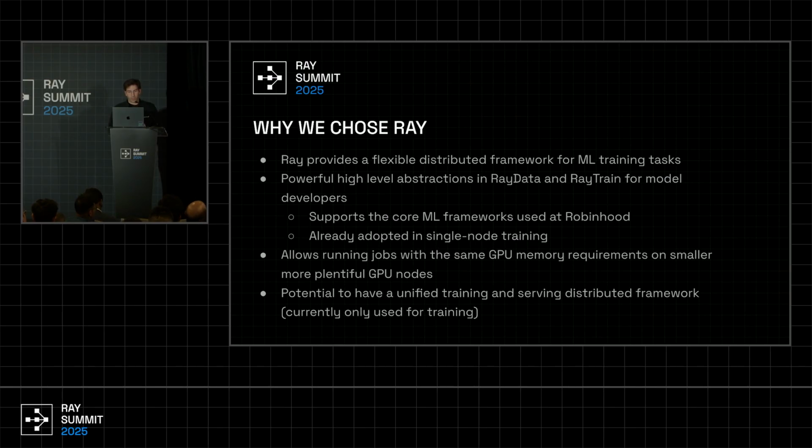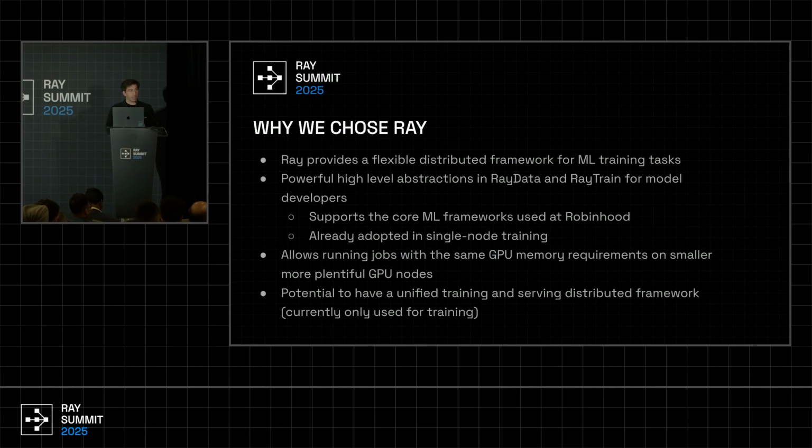Now I'll talk a little bit about why we decided to choose Ray. One of the major benefits that we saw with Ray is that it's a very flexible, distributed platform for ML training tasks. And we serve model developers for all of the training use cases at Robinhood. So we want to make sure that our platform is flexible enough to meet all of their current and probable future use cases. Ray also has high-level libraries, particularly Ray Data and Ray Train, that provide a lot of useful tools for doing things like streaming and last-mile data processing and integration with the ML frameworks that we already use at Robinhood.